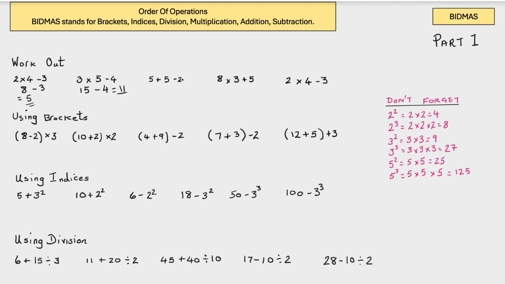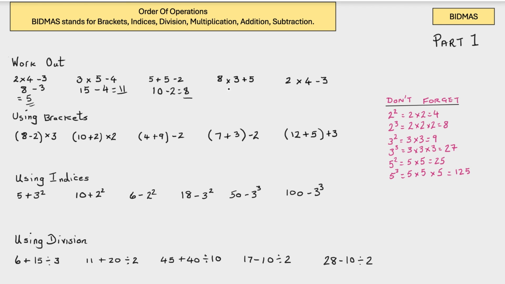5 plus 5 minus 2. Is there any brackets? No. Is there any indices? No. Is there a division? No. Is there any multiplication? No. Is there an addition? Yes. So let's do that first. 5 plus 5 is 10. And we've only got minus 2 left, which equals 8.